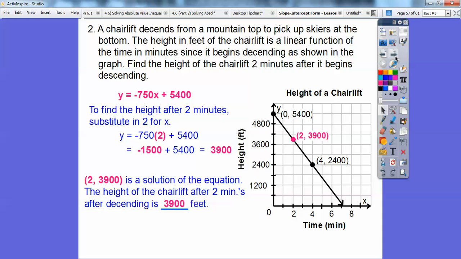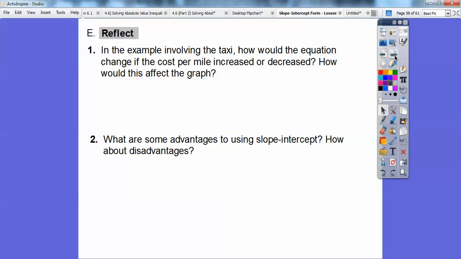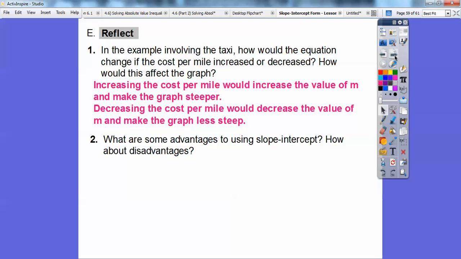All right, so a couple of questions to wrap this up. In the example involving the taxi, how would the equation change if the cost per mile increased or decreased? How would this affect the graph? All right, well, we didn't do a graph on that, but increasing the cost per mile would increase the value of m, which is our slope, and when that increases, it makes the graph steeper. Decreasing the cost per mile would decrease the value of m, and that would make the graph less steep, even though we didn't graph on that.